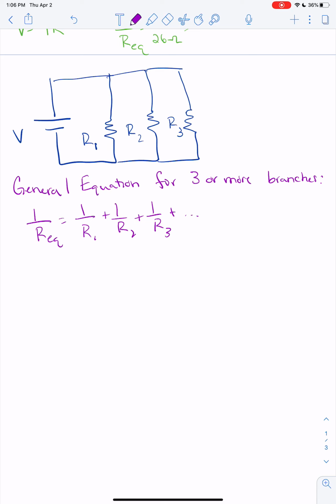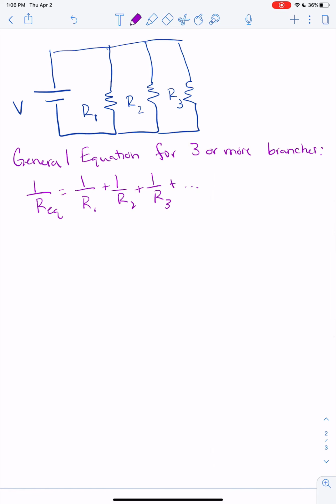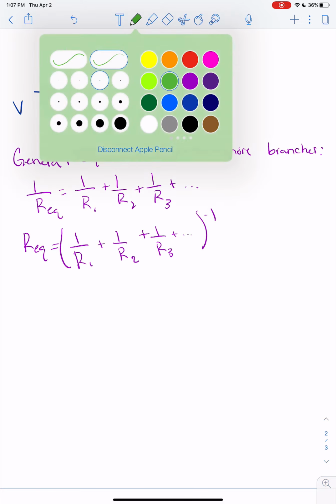Okay? So the interesting thing about this is that R equivalent is on the bottom. So another way of writing this would be saying Req, the equivalent resistance, equals 1 over R1 plus 1 over R2 plus 1 over R3 plus ... inverted, right? Because you would need to flip and get that Req on the top. So you would have to take the inverse of whatever your solution is, okay? So let's put some numbers in here and try it out.